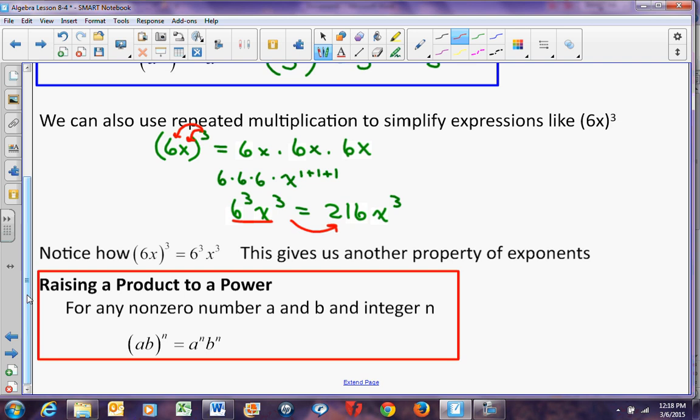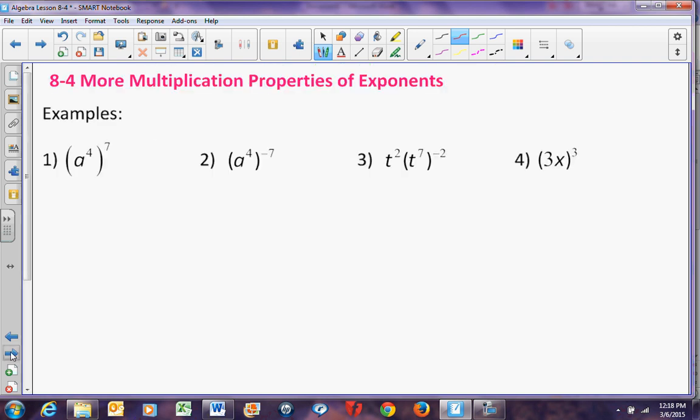Okay. For any non-zero number a and b and integer n, (ab) to the nth power is the same thing as saying a to the n times b to the n. In other words, you're distributing that exponent throughout your product. Let's look at some examples, because examples help you understand things a little bit better.